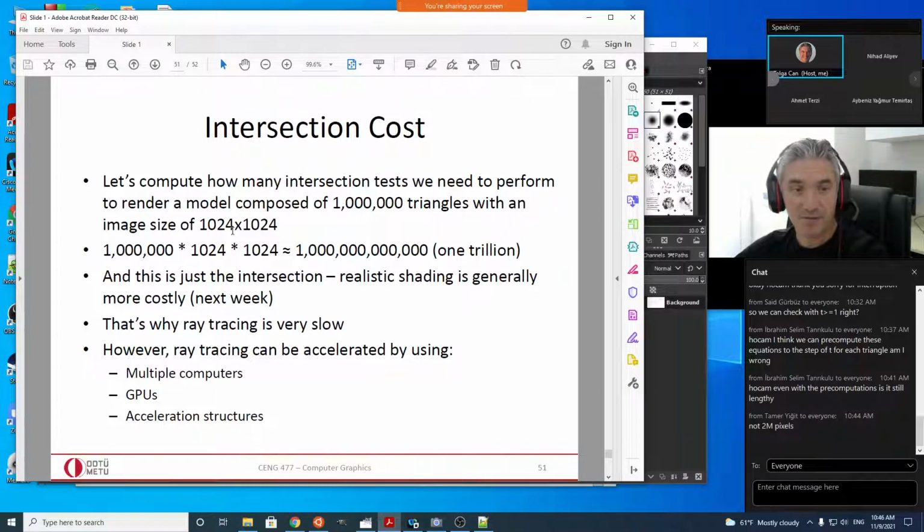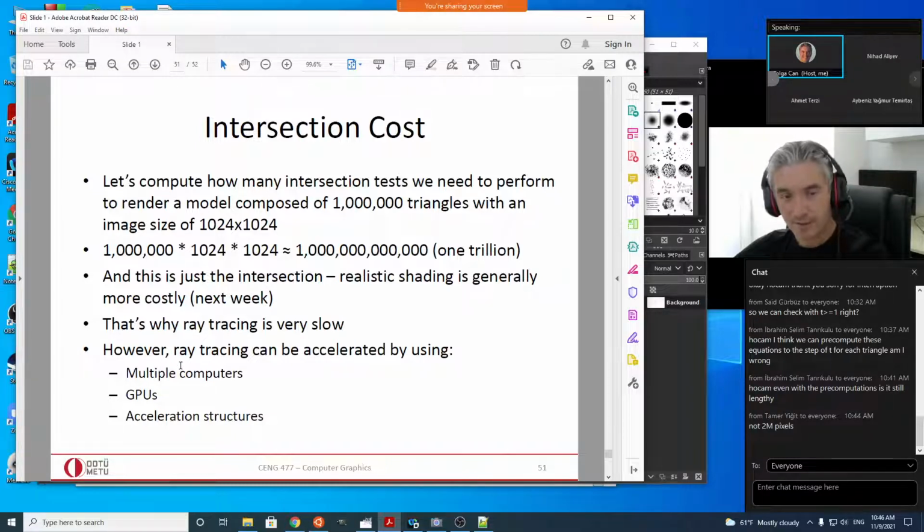This one just shows our intersection cost right now. If we have, for example, a 1 megapixel image, 1 million pixels, and a scene composed of 1 million triangles, we will have to do 1 trillion intersections in total. And this is just the intersection part. Then computing the color, which we are going to talk about this week, comes next. After we find the intersection, we are going to compute the color for our pixels. That's also going to take some computational resources.